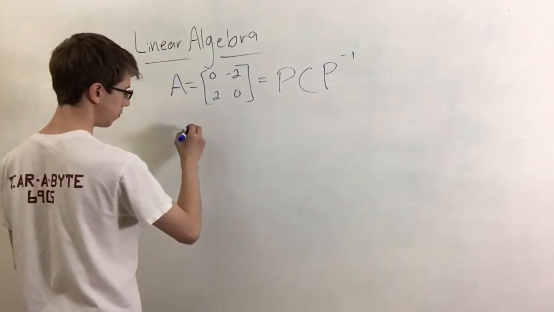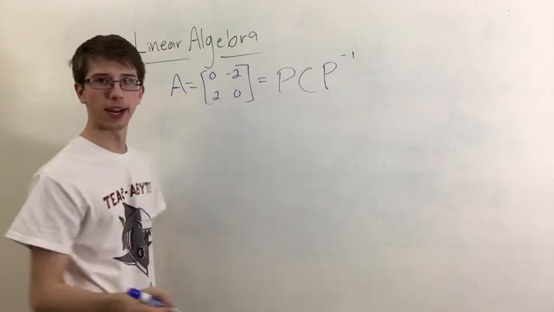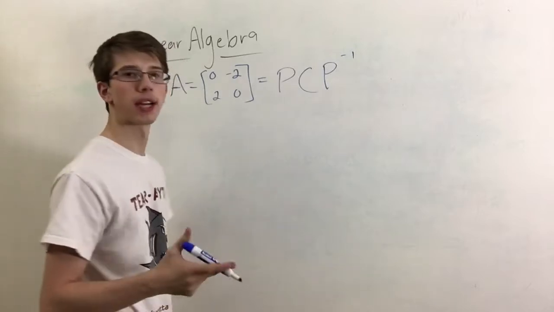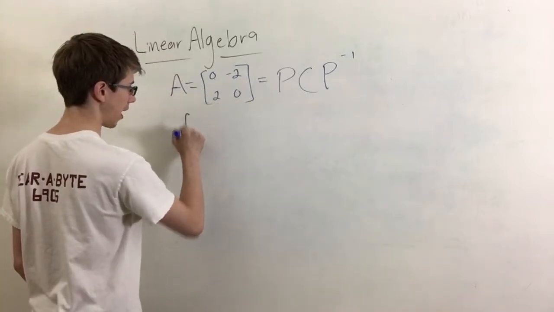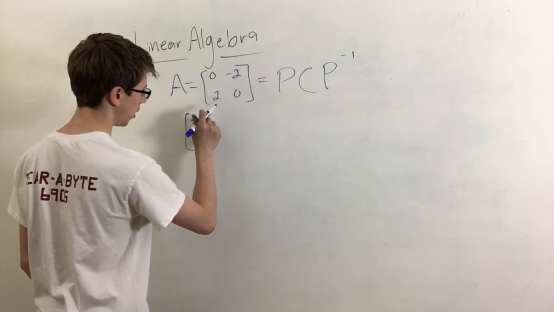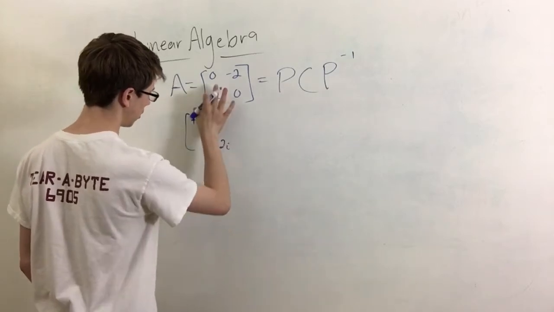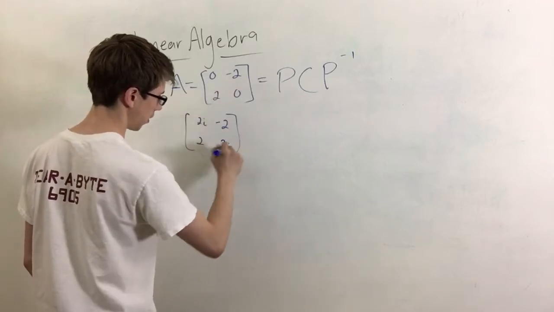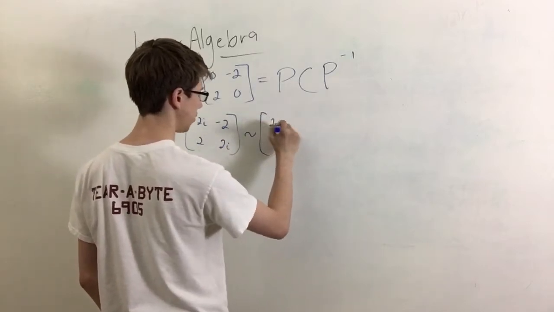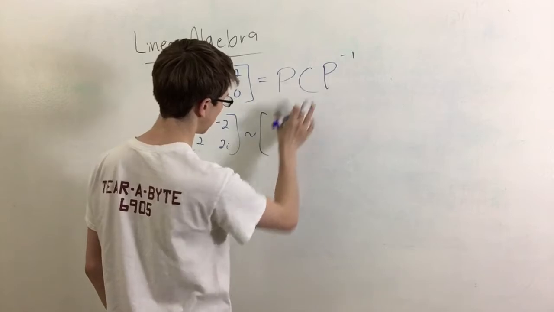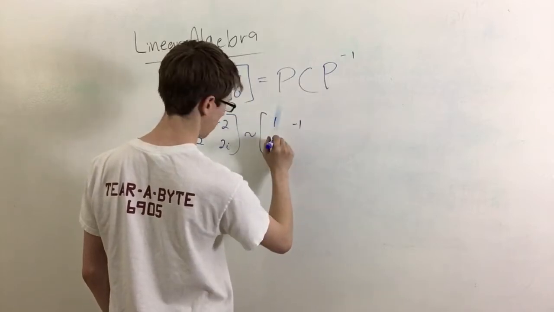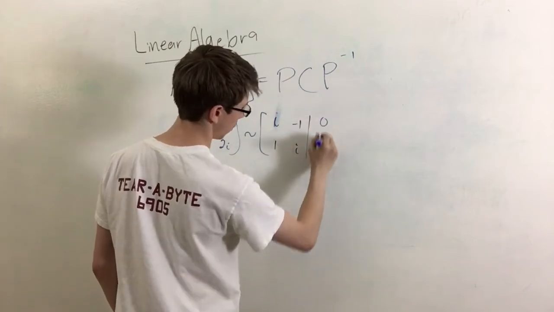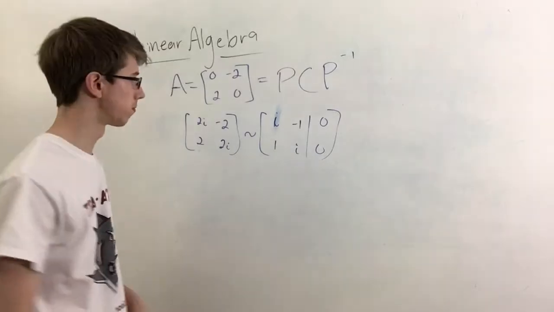Well, we know that the eigenvalues are 2i and negative 2i. So let's subtract by one of them, negative 2i. Now we have negative 2i, but it's minus, so it's plus. So now we have 2i, negative 2, 2. Alright, we can divide everything by 2, so we get 1, negative 1, but this is i, 1, and then i. And then augment with 0, because we know that it's going to be 0.